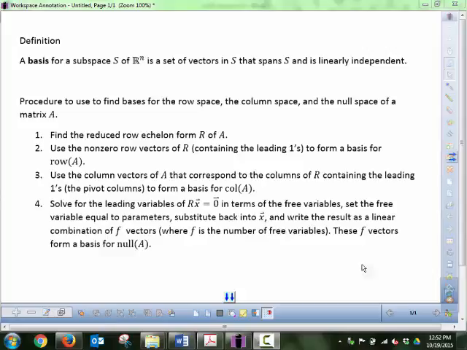So last time we found the definition of a basis. A basis is going to be the set of linearly independent vectors that span whatever it is we're trying to find a basis for. So if we have a vector space and then we have a span of something, then we can have a set of linearly independent vectors that will form a basis for that.